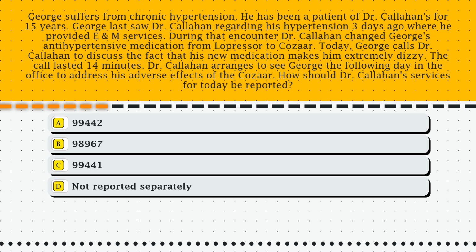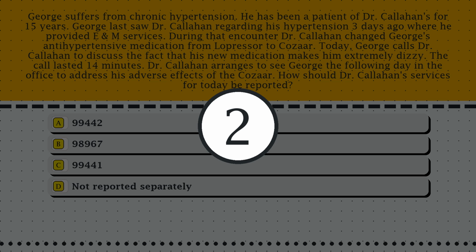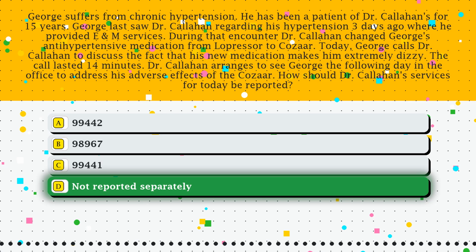Option A, 99442. Option B, 98967. Option C, 99441. Option D, not reported separately. The correct answer is option D, not reported separately.